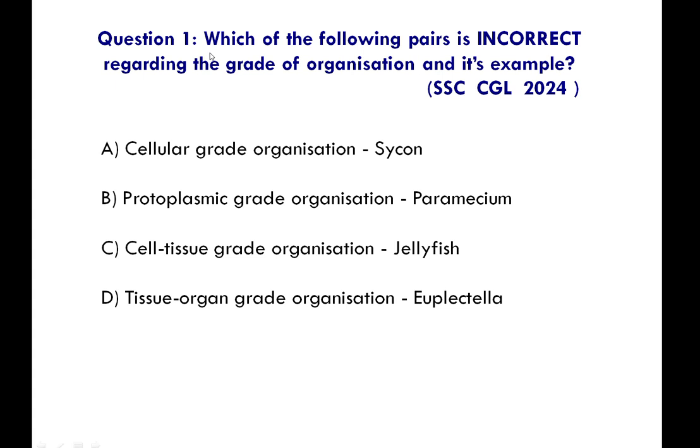So our first question is: which of the following pairs is incorrect regarding the grade of organization and its example? And the options are cellular grade organization Sycon, protoplasmic grade organization Paramecium, cell tissue grade organization Jellyfish, or tissue organ grade organization Euplectella. So the correct option is D, that is tissue organ grade organization with example Euplectella.